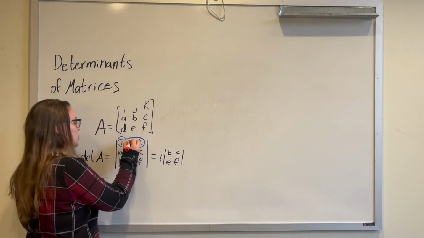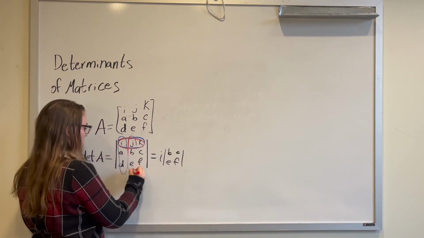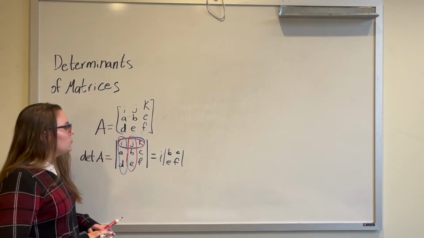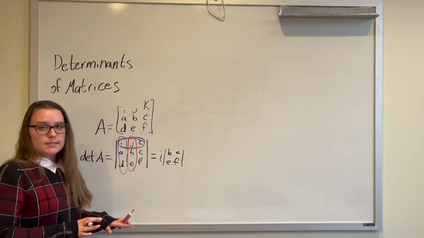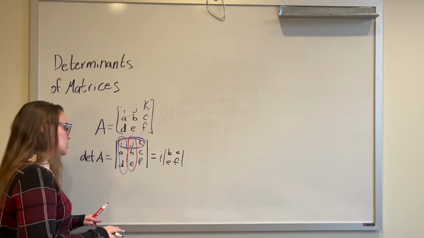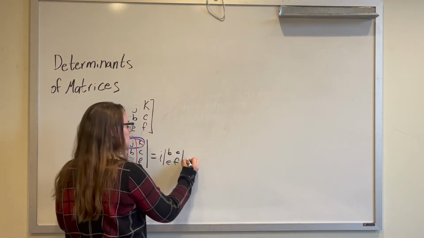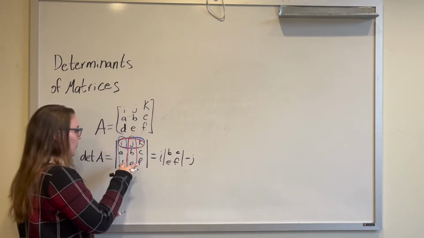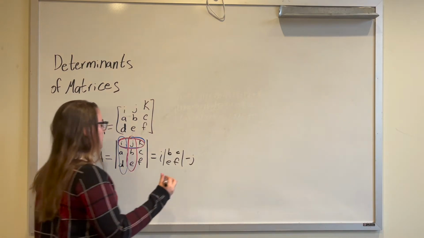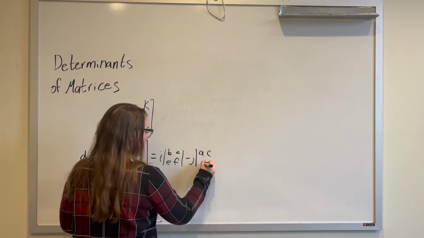Then we move on to the next number. We block out the column and row that it is in, and when we find the determinant, we alternate signs between every number in the top row that we are looking at. So, for the first one, it's positive. For the next one, we are going to subtract J times the determinant of the matrix of the numbers that are not blocked out. So this becomes J times the matrix A, C, D, F.